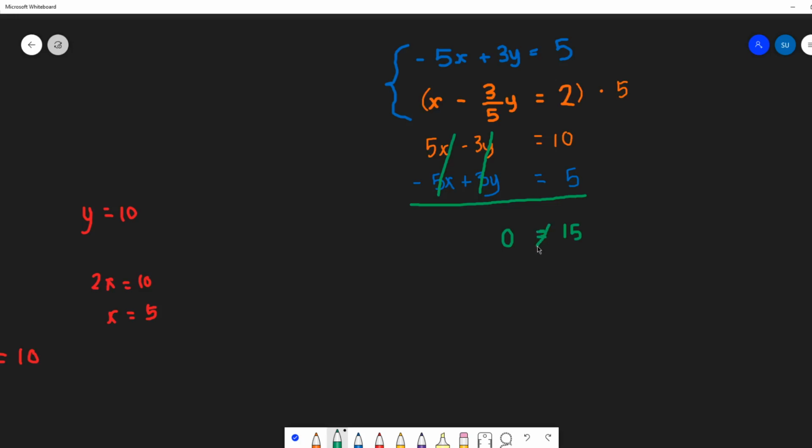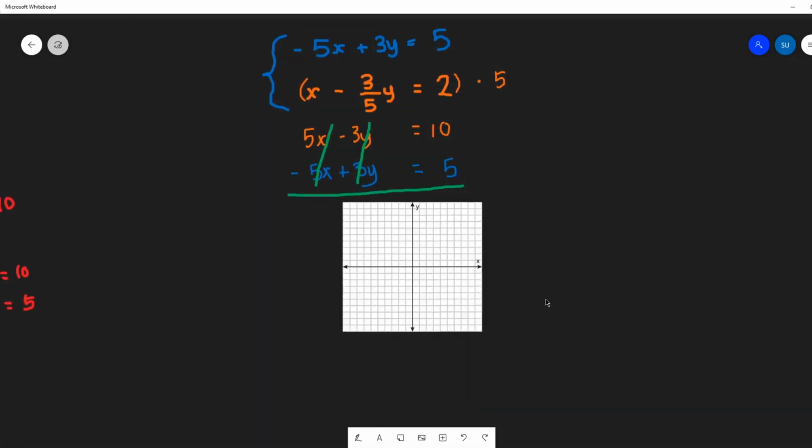And now we're left with an untrue statement, and this is where no solution comes into play. So this system of equations has no solutions because when we try to solve for one of the variables, we actually get this untrue statement. So now the question is, what does this look like on a graph once again?